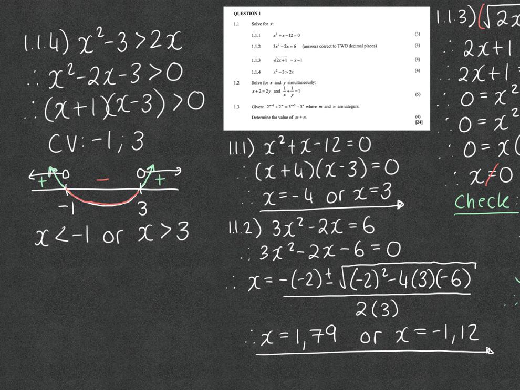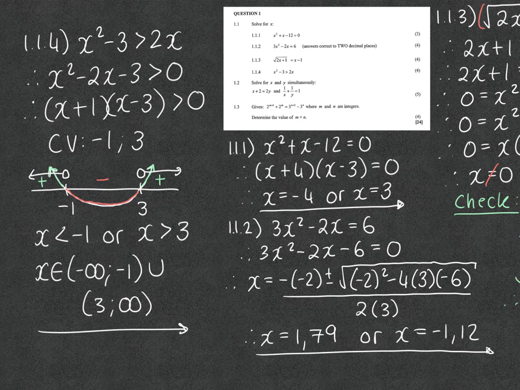If you are using interval notation, we would say that x is an element of (negative infinity, -1) or (3, positive infinity), all with open brackets since it can't equal. Both of these are the same answer. You do not need to write both. You can choose any one of these.